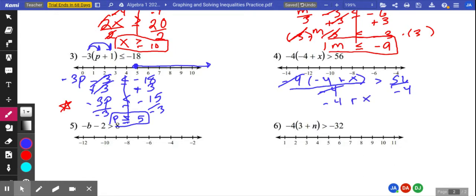Now, here we have to be careful because we divided both sides by a negative number. So now we need to flip the inequality. And then we have 56 divided by -4, which is -14.